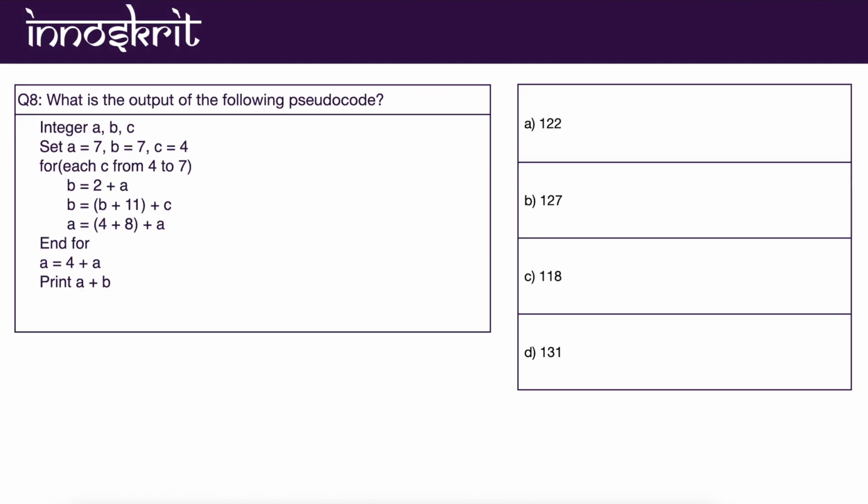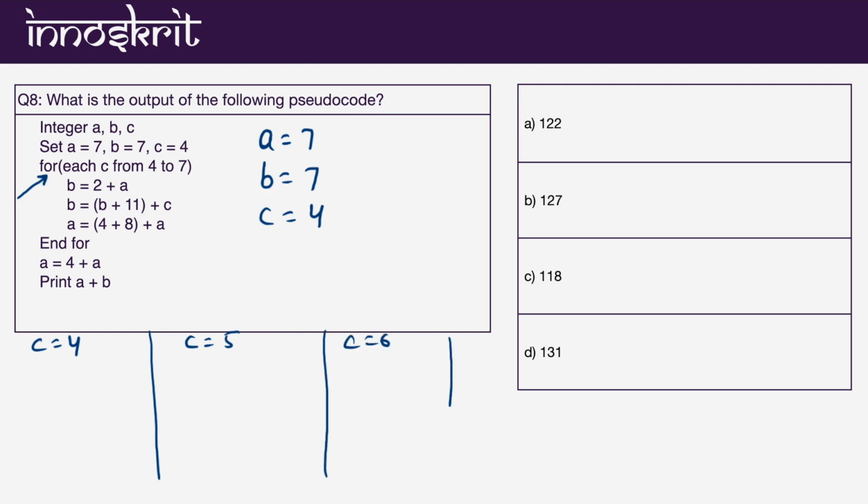Now, what is the output of the following pseudocode? So we will be doing this question very carefully. A is 7. I am telling you the way that you have to perform this question, right? A is 7, B is 7, and C is 4. Now the loop is actually iterating from 4 to 7. So C is equal to 4, C is equal to 5, C is equal to 6, and then C is equal to 7. That is how you have to do the question, because otherwise it will be wrong.